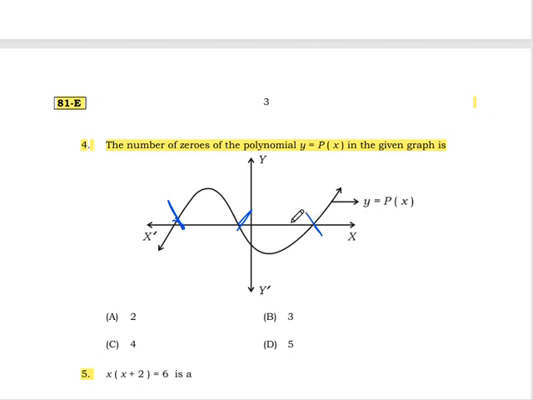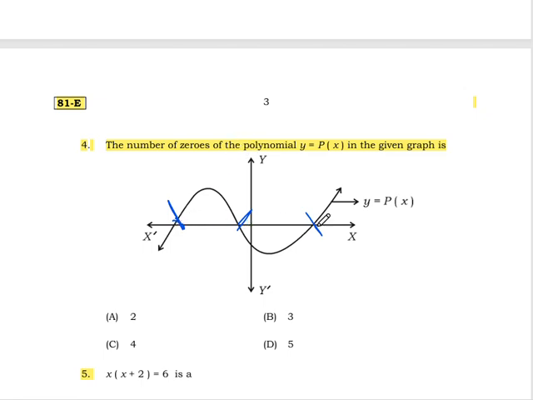That means you are getting x values. Zeros are nothing but the x values, the solutions of the polynomial. Here the graph touches the x-axis at 3 points. That means you have 3 x values for the given polynomial, and that is the number of zeros. So how many zeros will you get here?